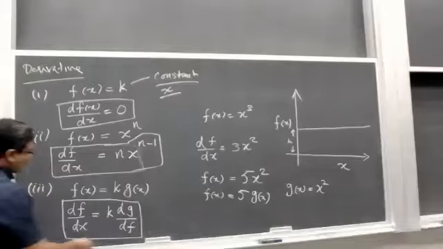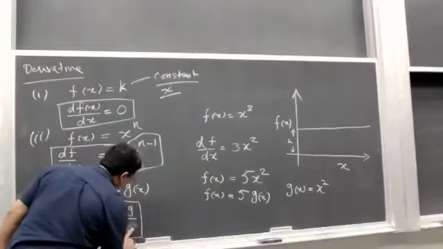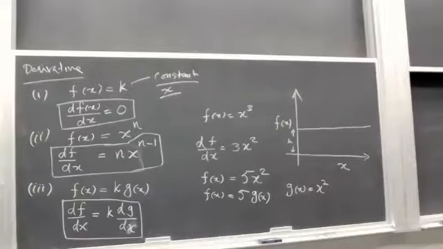Sir, won't it then be k derivative dg over dx instead? Oh, yes, sorry. Yes, thank you. तो सर 5x स्क्वायर का फिर डेरिवेटिव 10x नहीं होना चाहिए.